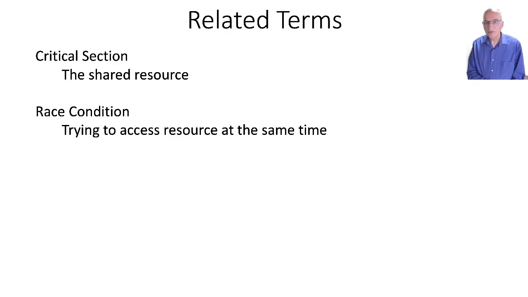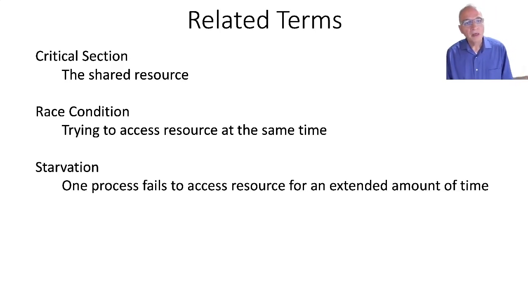The other concept is the concept of a race condition. A race condition occurs when you have multiple processors or multiple processes trying to access the resource at the same time without using any locks. So the result of a computation that has a race condition is unknown until runtime.